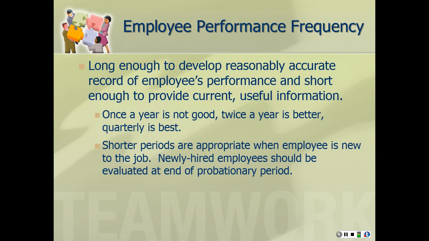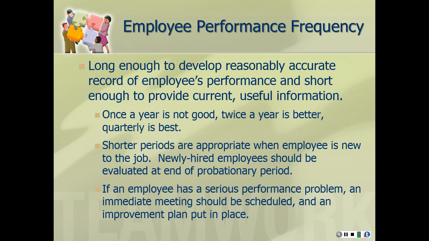Shorter periods are more appropriate when the employee is new to the job. So like a newly hired employee should be evaluated at the end of a probationary period, let's say like 30 days. If an employee has a performance problem, then we come in and we do a different kind of performance review. It's a correction plan. An immediate meeting has to be scheduled.